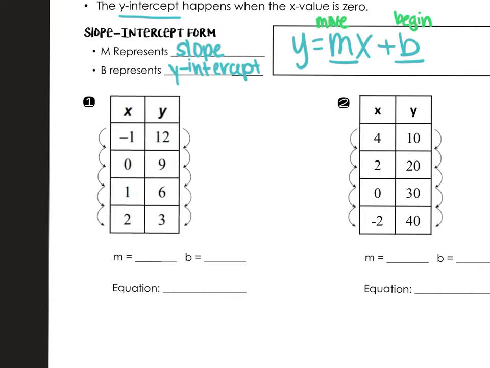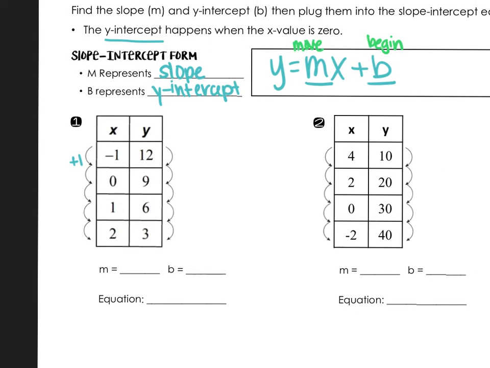Okay, number 1. So we first have to find that slope, that change. I just start at the top, and I'm only going to look at my x values right now. So -1 to 0. Well, it went up, so I used positive, and it went up 1. And then check each one, because sometimes it's not going to be the same. We'll get to that too. So -1 to 0, again, it went up 1. 0 to 1, up 1. And 1 to 2, up 1.